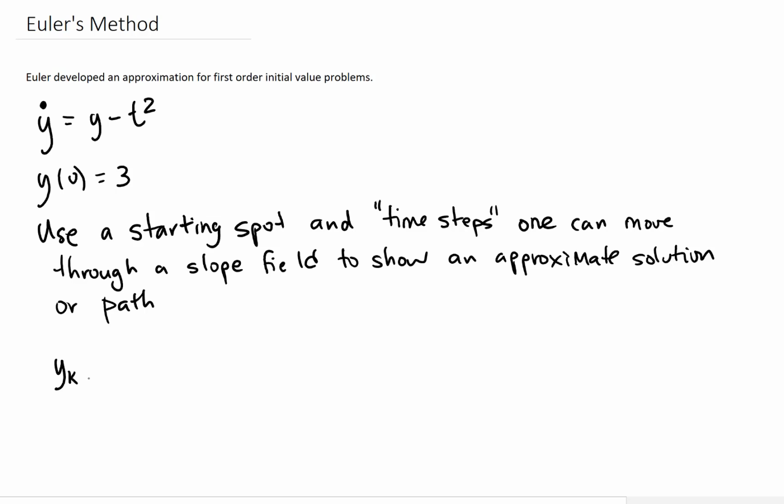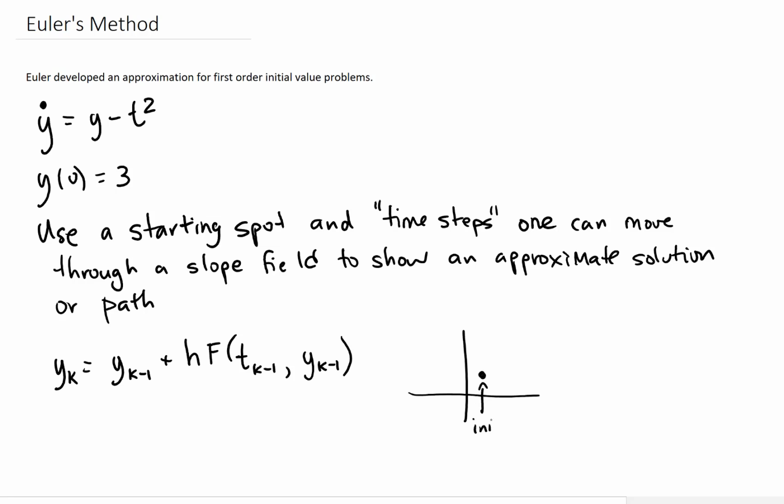So your y_{k+1} will be your previous value, y_k, plus h times the function with t evaluated at the previous point and y evaluated at the previous point. Essentially, all this is saying is you start off somewhere on your graph with an initial point and figure out what the slope is there. And so maybe the slope is like this, and you move a certain amount. You move this certain amount called a time step.